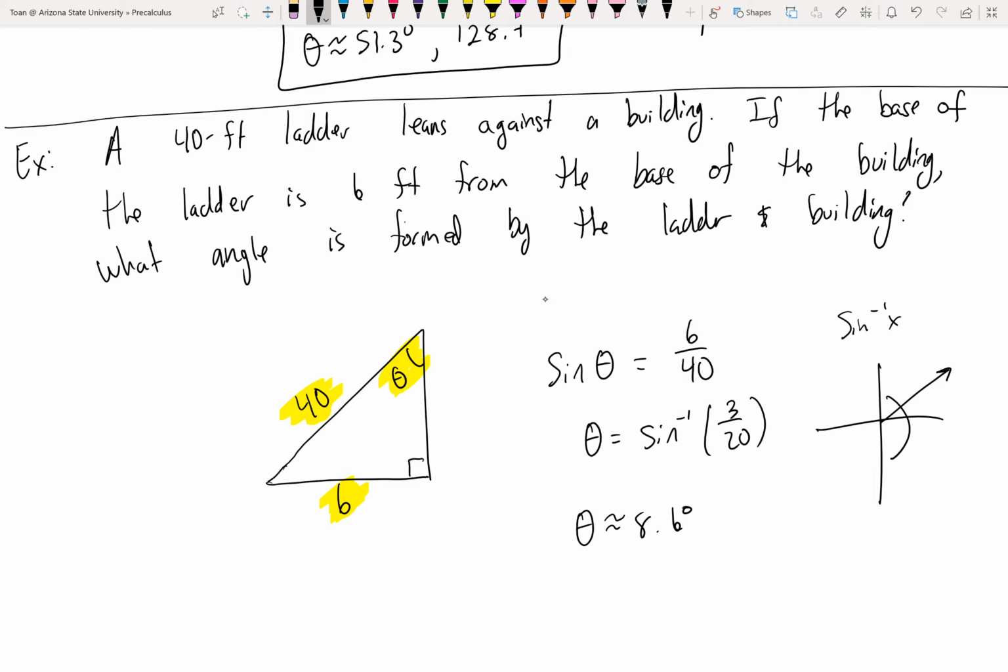Where else is sine positive? Sine is positive in this quadrant here. Now, does it make sense for this angle here to be our answer? That's about 171 degrees. Would it make sense in a real world problem for this to be 170 some odd degrees? No. So while technically this guy is an answer to this equation here, we have to disregard it because it doesn't make sense in the context of the problem. So in this case, we only have one answer, 8.6 degrees.